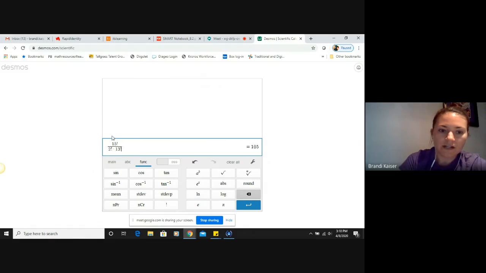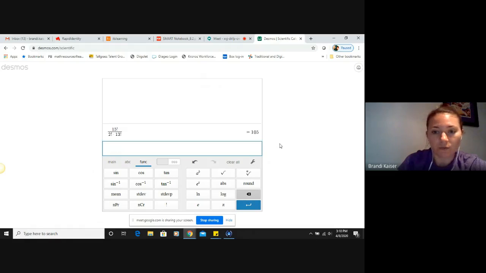Okay, now notice when I type all that stuff in, it has to go in that order and I have to type in every part. 15 factorial is on top, then my divided sign, 2 factorial, multiplication sign, 13 factorial. Okay, if it doesn't line up like that, this isn't going to work out. But it gives me a final answer of 105, okay, which is what I was supposed to get on my notes slide.